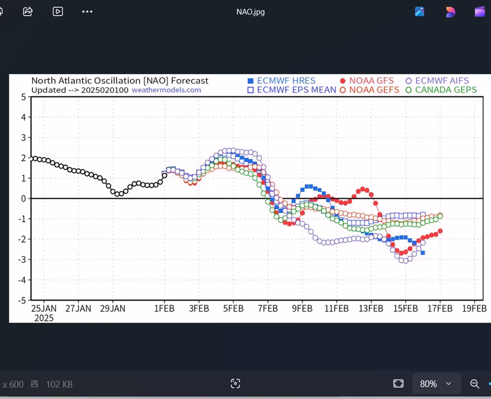So the combination of that split of the polar vortex in the upper part of the atmosphere, the stratospheric level, with these two teleconnection indices sure send a signal that there will be cold air masses making their way from Canada into the northern U.S. as we progress through the month of February.